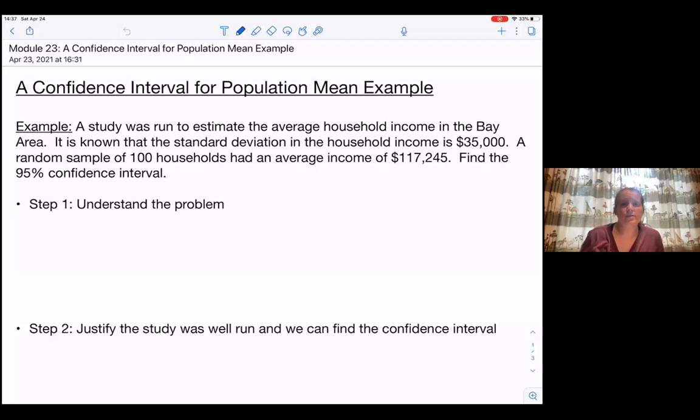Welcome to a confidence interval for population mean example. Our example: a study was run to determine the average household income in the Bay Area. It is known that the standard deviation in the household income is $35,000. A random sample of 100 households had an average income of $117,245. Find the 95% confidence interval.